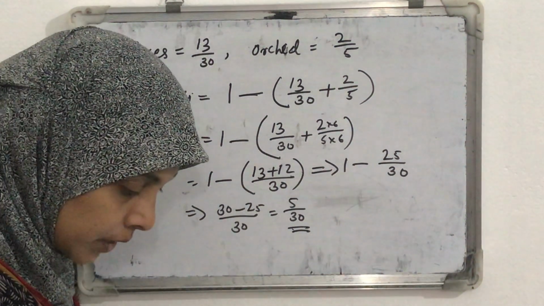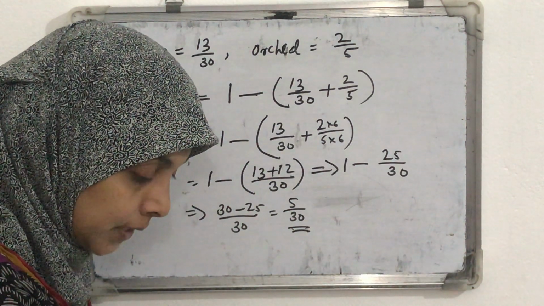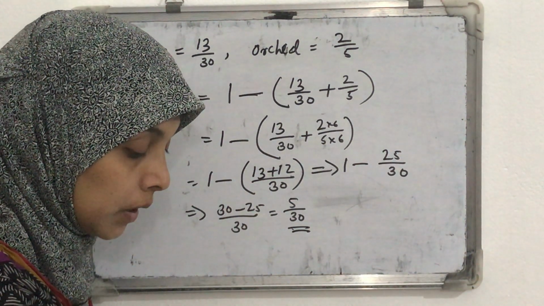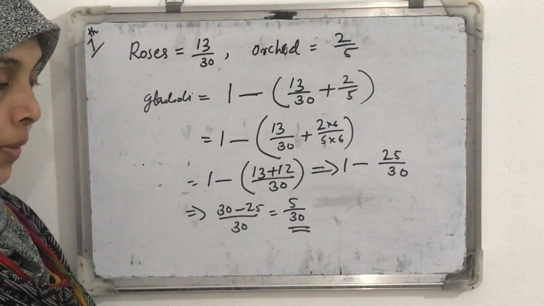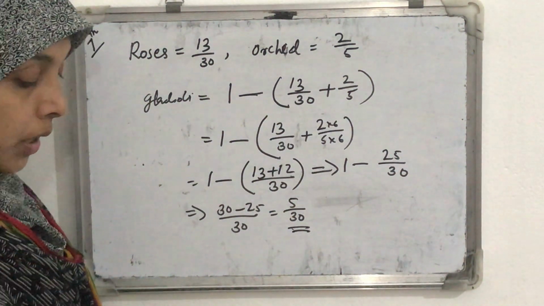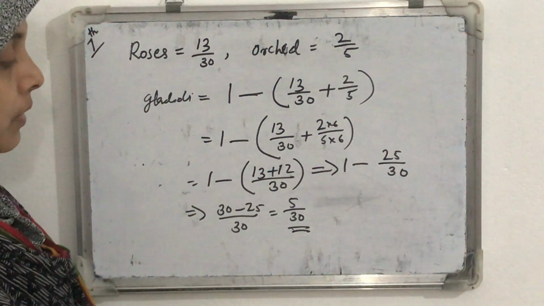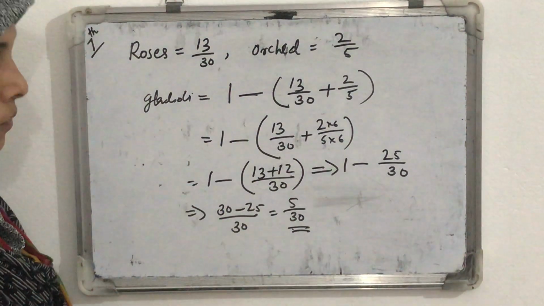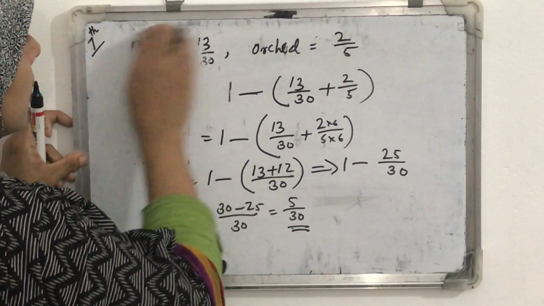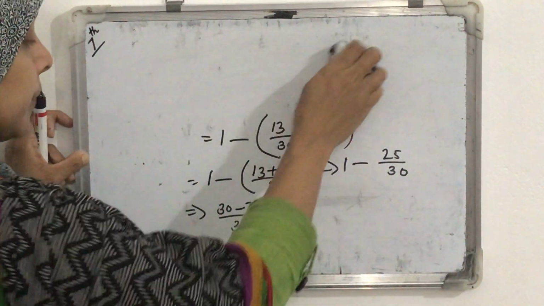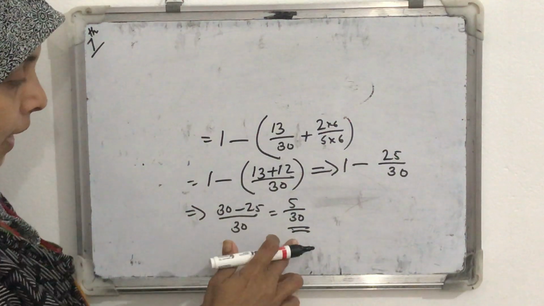Then what do we want to find out? What is the question asking? If the number of gladioli were 7, how many flowers were there in the bouquet? We want to find out the total number of flowers in the bouquet. And the number of gladioli flowers is given as 7. So how can we write that?